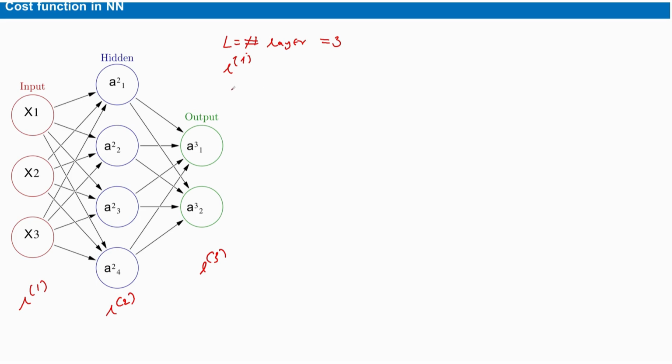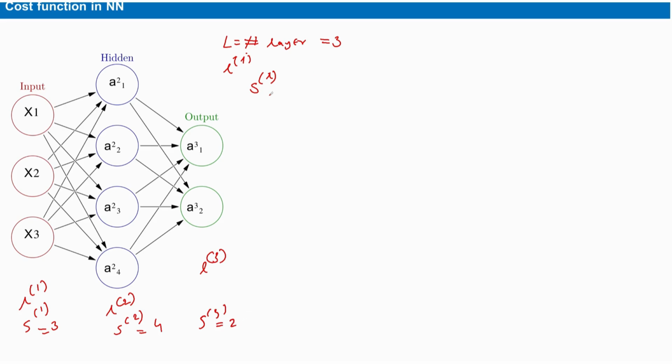In the same way, to showcase the number of neurons in a layer, I will use the notation S superscript L. So S of 1 means the number of units in the first layer is 3. S of 2 means the number of neurons in the second layer is 4, and S of 3 means the number of neurons in the last layer, the third layer, is 2.